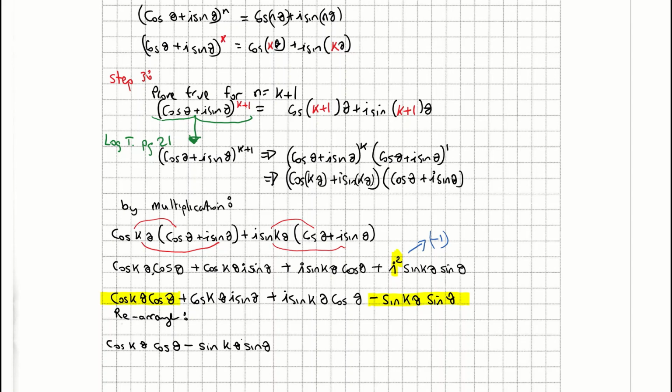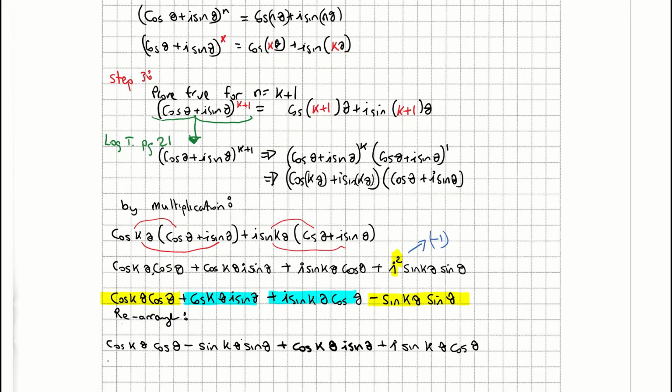I'm now going to deal with the imaginary parts, anything with an I. So I have this plus cos k theta I sine theta. And I have my plus I sine k theta cos theta. So plus I sine k theta cos theta. Okay, so I've just rearranged. Let's see now if there's anything else we can do.